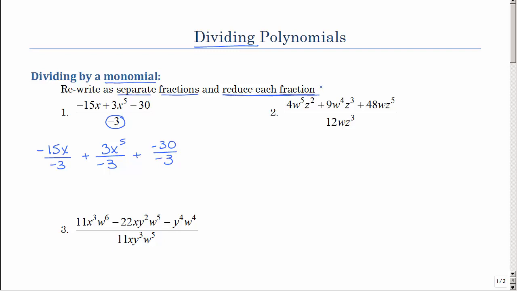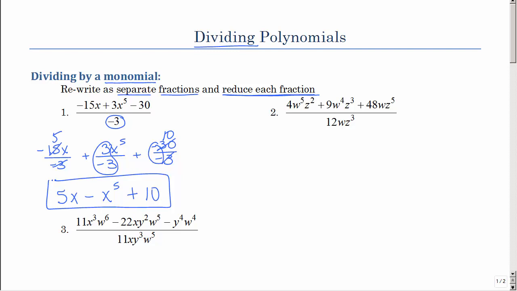Now we're just going to reduce. In this one, a negative over a negative is a positive 5x. 3 goes into 15 5 times. Here I can reduce that to negative 1, or just a negative x to the fifth. Then a negative over a negative is a positive. 3 goes into 30 10 times. You can leave your answer like that, or if you want, you could write it in standard form.